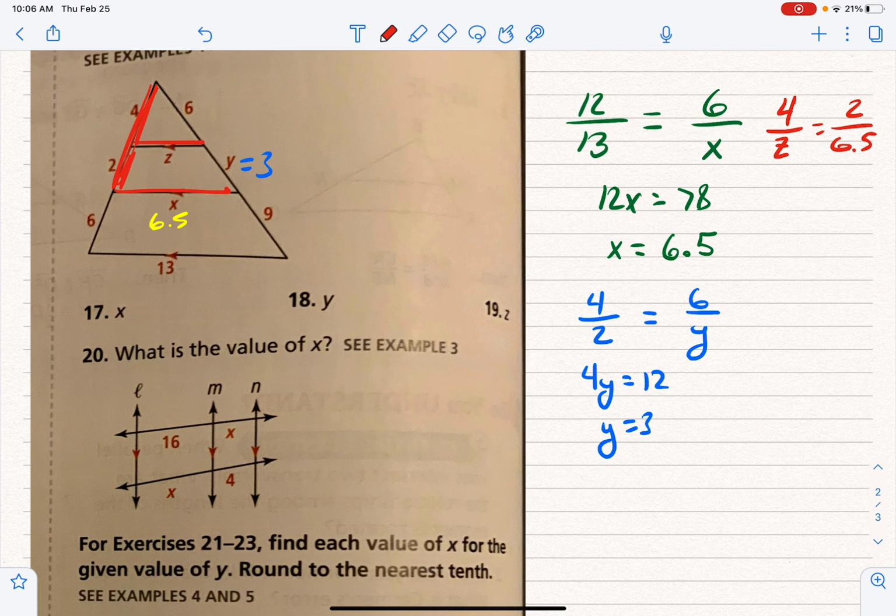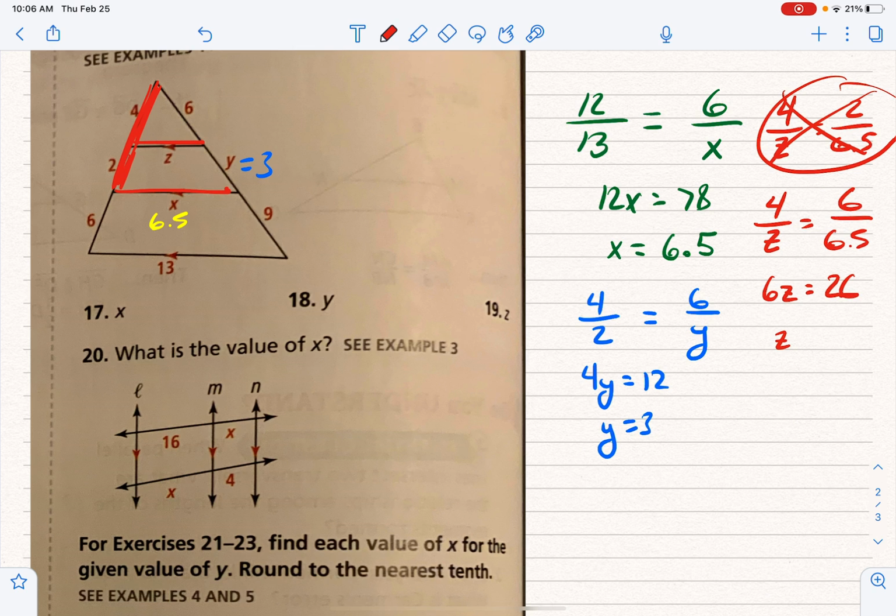So you could say 4 is to z the same way 6 is to 6.5. That would be okay. Cross multiply, and we get that 6z is equal to 26. Divide, and we get z is equal to 26/6, which reduces to 13 over 3, which is 4 1/3. So z is equal to 4 1/3.